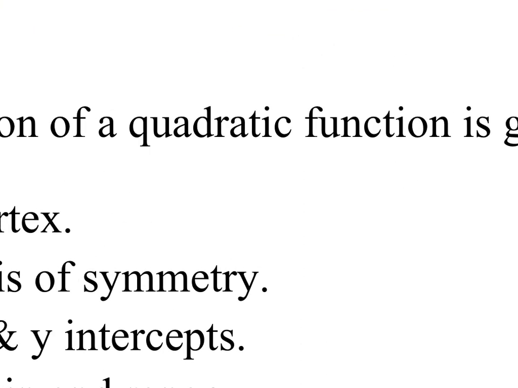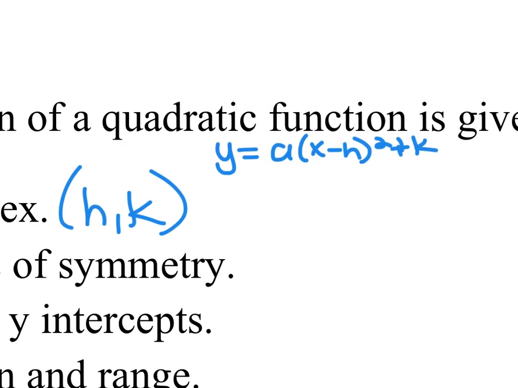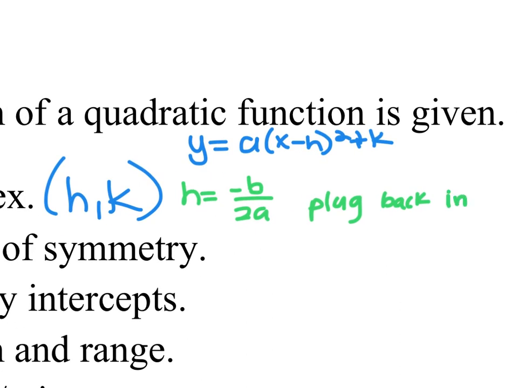So remember your vertex is (h, k). Again, you can get it into complete the square like we did with the first one, and then figure out your vertex from there. Or you can do h equals negative b over 2a and then plug that back in to get the k. That's totally your preference.